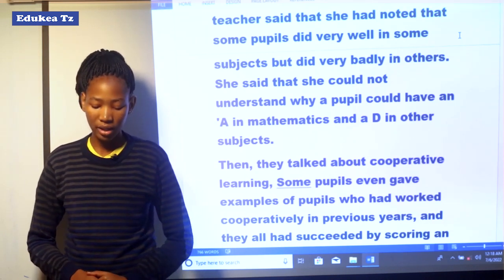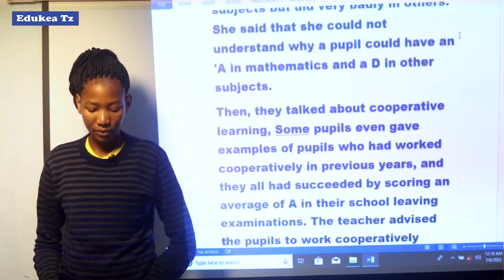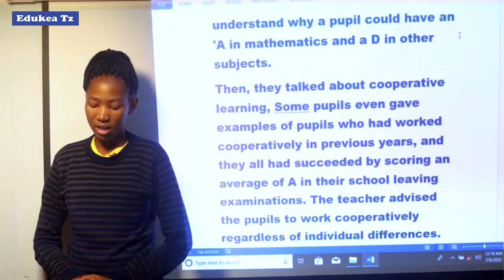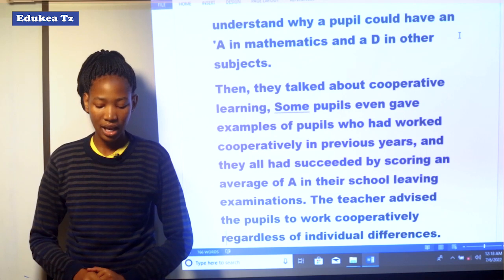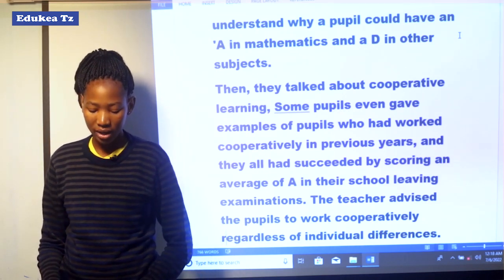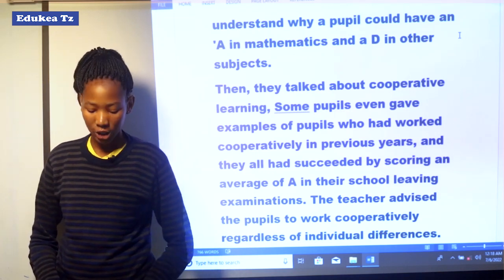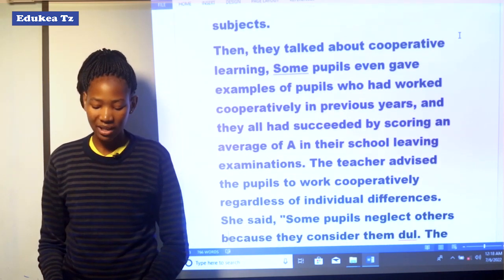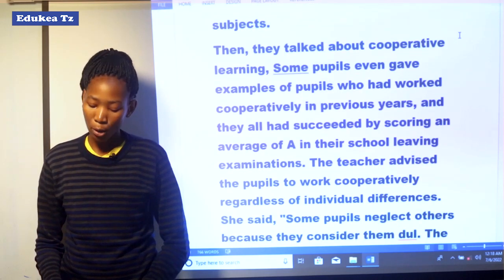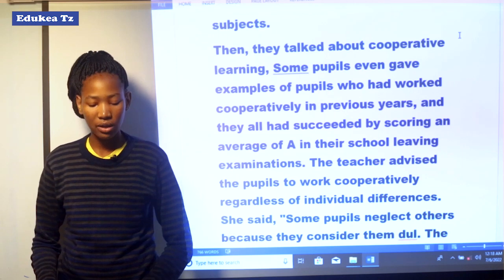Some pupils even give examples of pupils who had worked cooperatively in previous years, and they all did successfully, scoring an average of A in the reading examination. The teacher advised the pupils to work cooperatively regardless of individual differences.